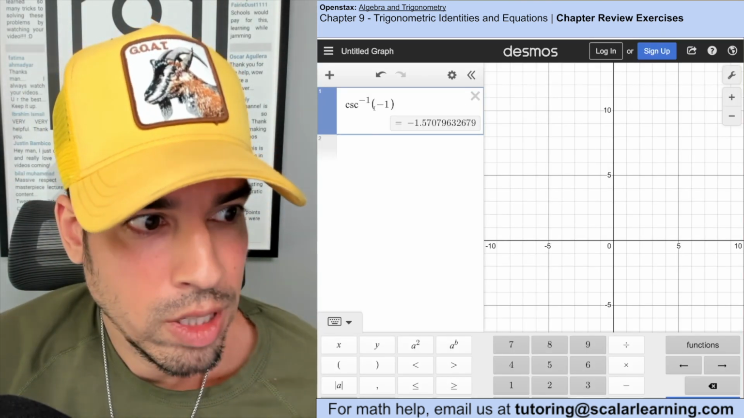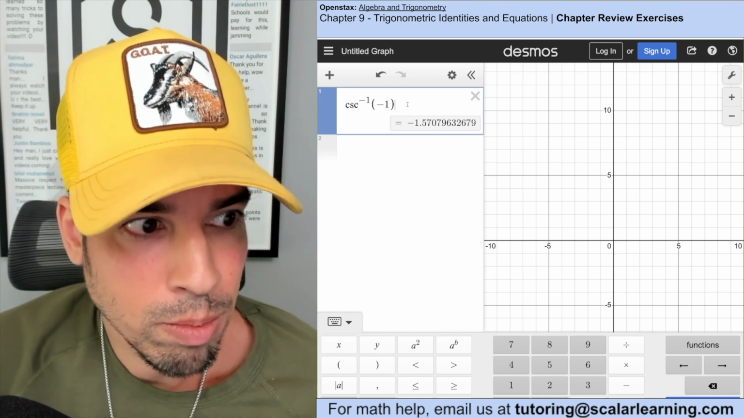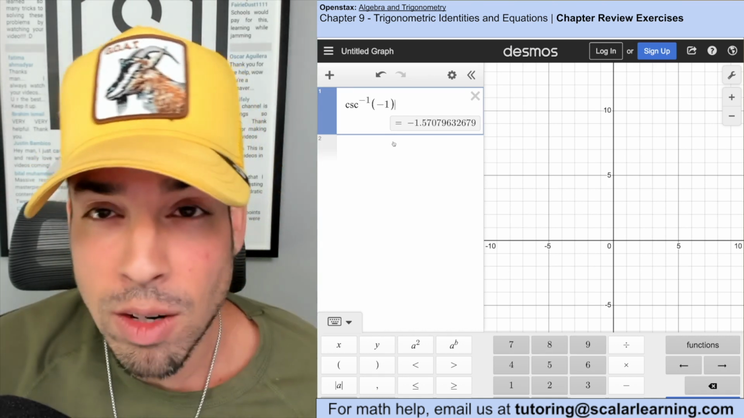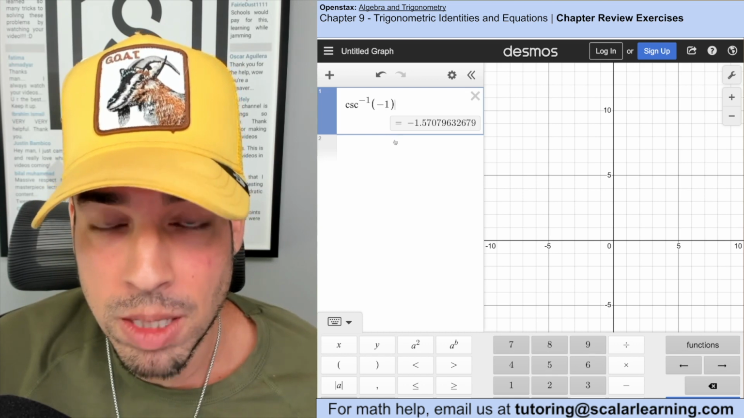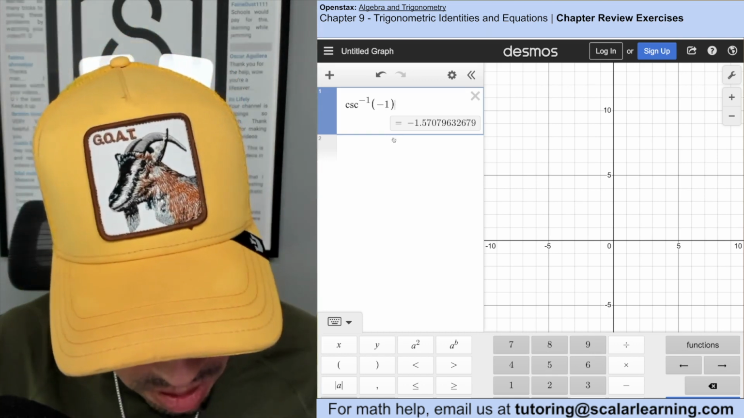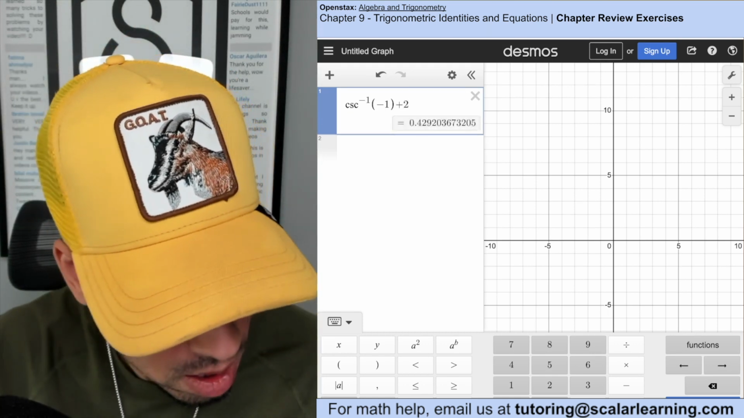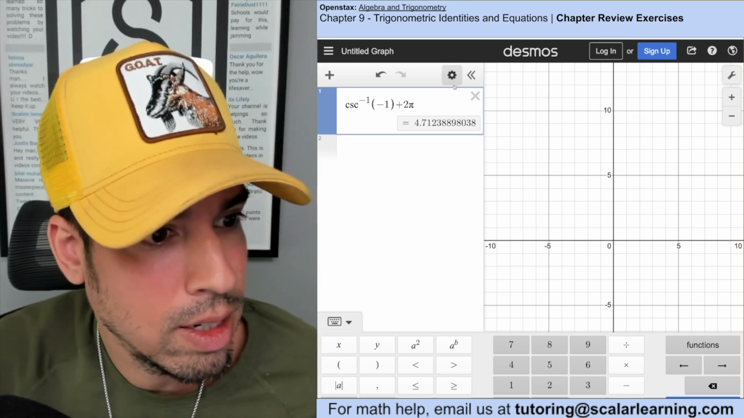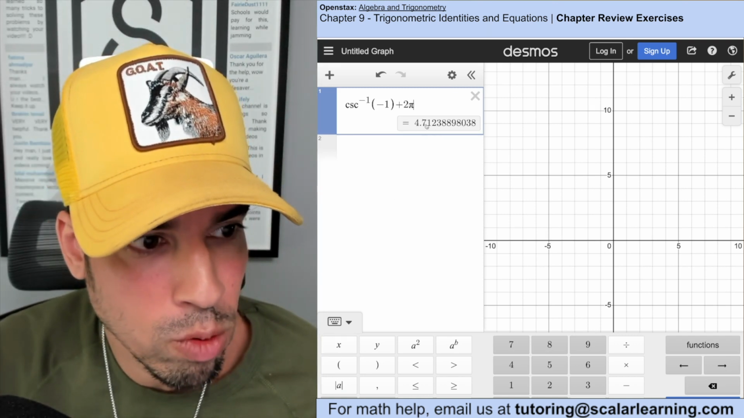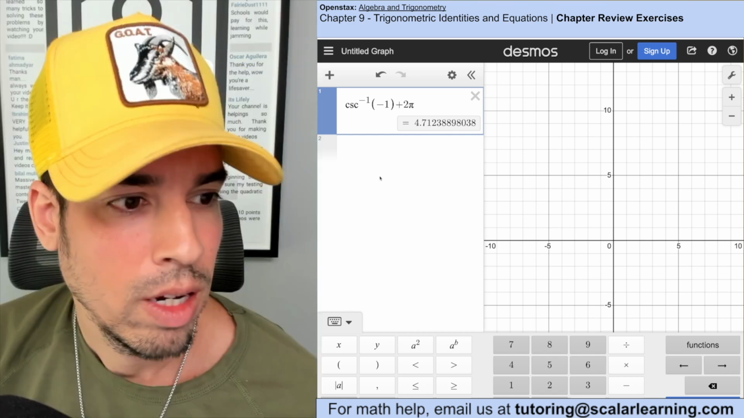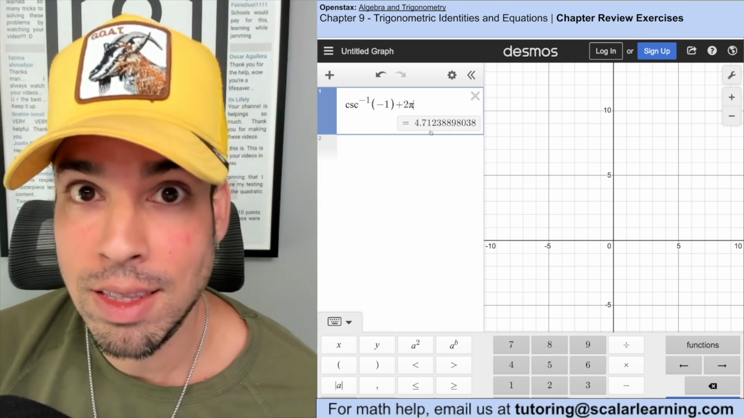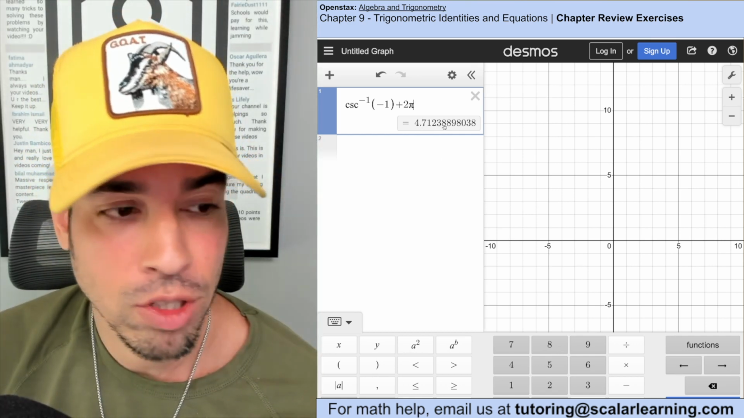So for arc cosecant of negative 1, we get this value. But look, it's negative, and I don't want a negative value. I need this to be between 0 and 2 pi. So I'm going to find a coterminal angle to this by adding 2 pi. And now we get our nice value of 4.7124. And in case you're not sure, this is 3 pi halves, okay?